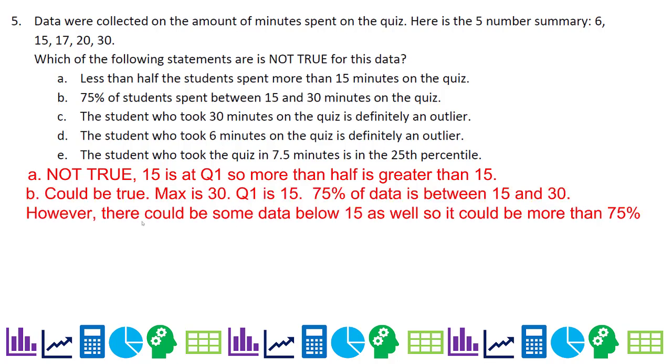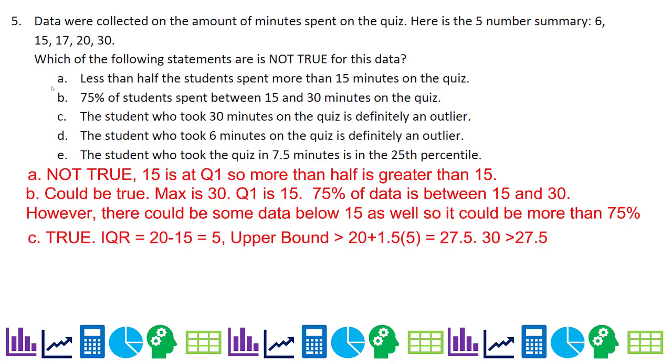B could be true. 75% of students spent between 15 and 30 minutes. It's possible. The max is 30 and Q1 is 15, so 75% of data is between 15 and 30. However, there could be some data below 15 as well, so it could actually be more than 75%. For example, you could have some 15s in this tiny section between the min and Q1. So we don't know. C is true.